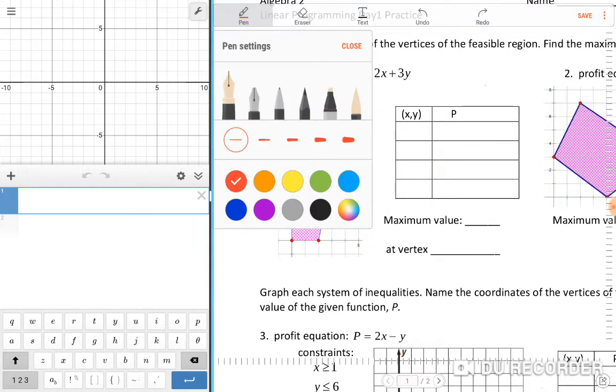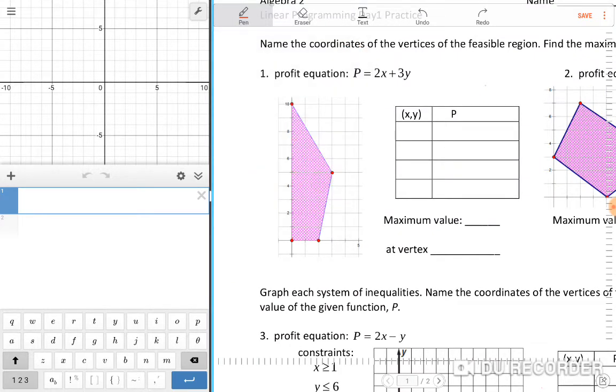Let's see if I can get a good pen here. So right there is one of them that's at 0, 0. We got another one here at 2, 0. And we got another one here at 3, 5. And finally one here at 0, 10.